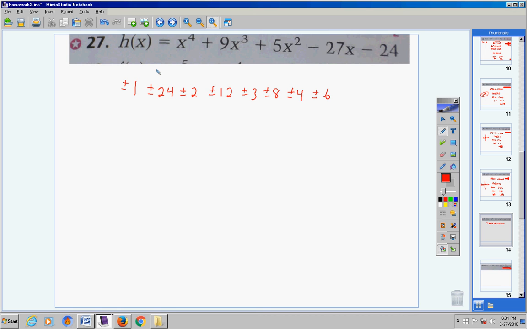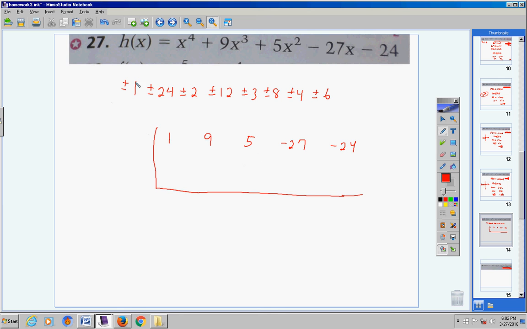Let's start, not factor. Let's set up our synthetic division here. And I'm not missing any terms. I have a 4, 3, 2, 1, constant term. So my coefficients are 1, 9, 5, negative 27, negative 24. Now my degree is 4. Add 1 to that, you get 5. I should have 5 numbers, and I do.